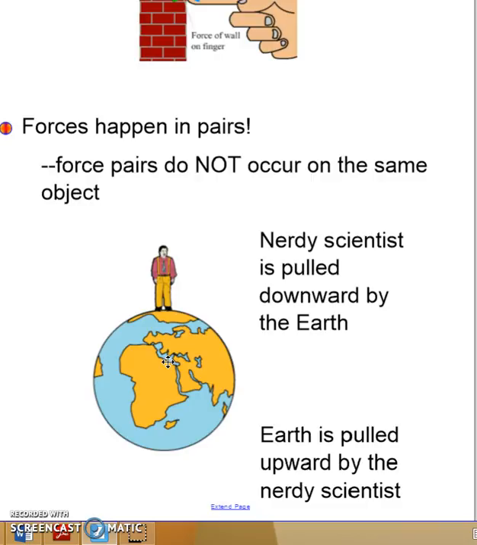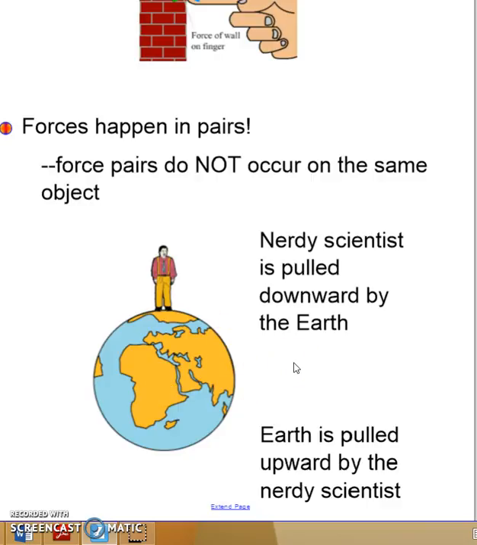Gravity is just a force of attraction between any two objects. The more massive something is, the stronger its gravitational force is. So the Earth is exerting a force on the scientist, and at the same time the scientist is exerting a force on the Earth.